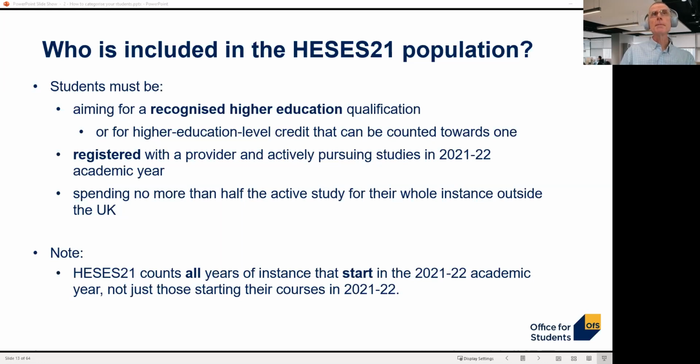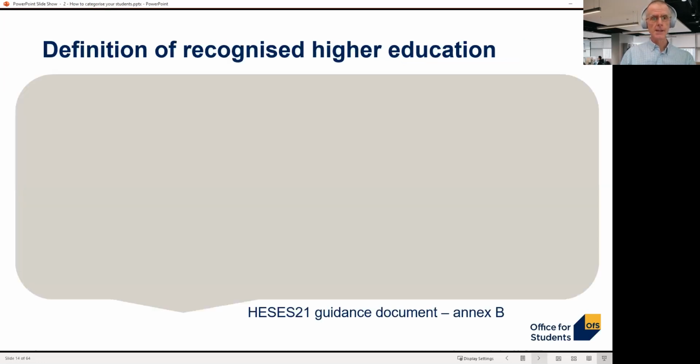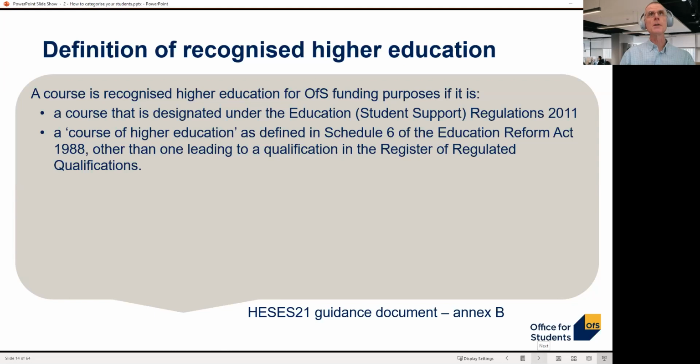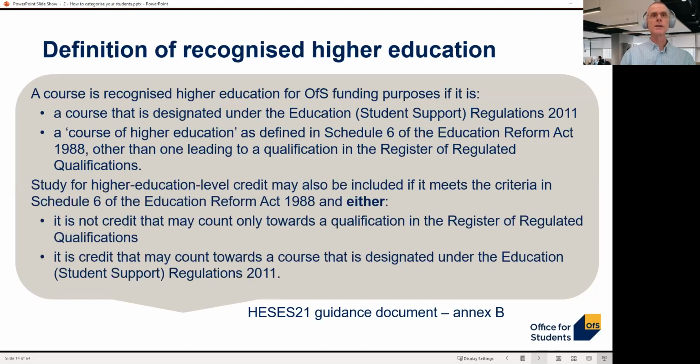So just looking back at the first bullet here, before we go any further, we have to determine what we mean by recognized higher education. To do this, we turn to the HESES guidance, where we find a definition in Annex B, and it derives from the Higher Education and Research Act 2017, HERA, as we refer to it, which we talked about in the first webinar. Now, the top half here, I won't read this, and it's supplemented by the second paragraph here.